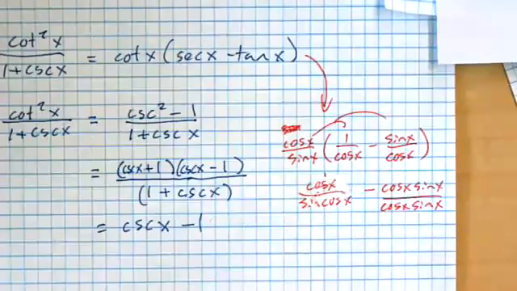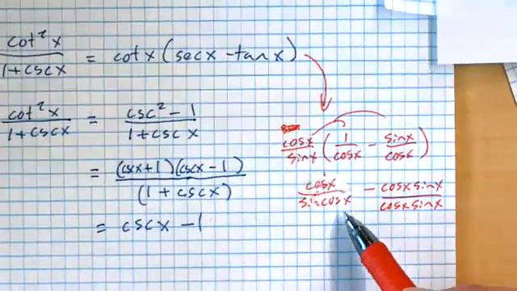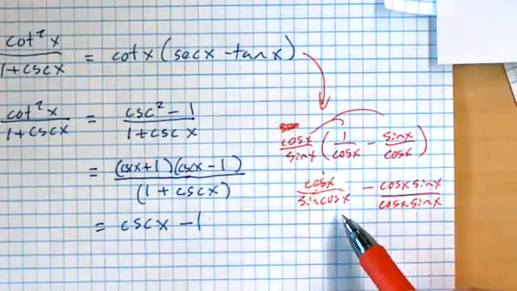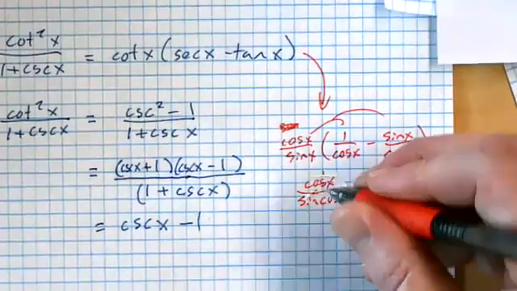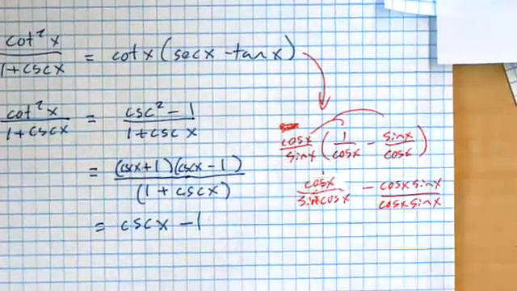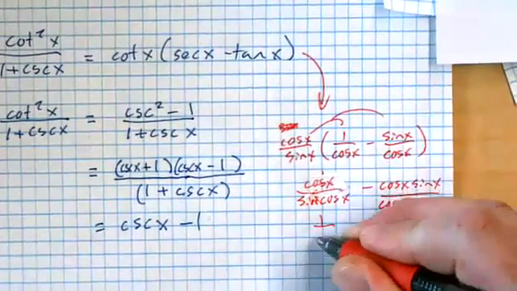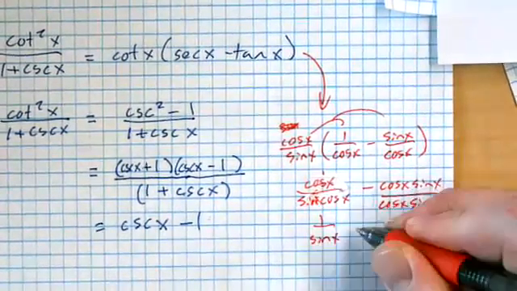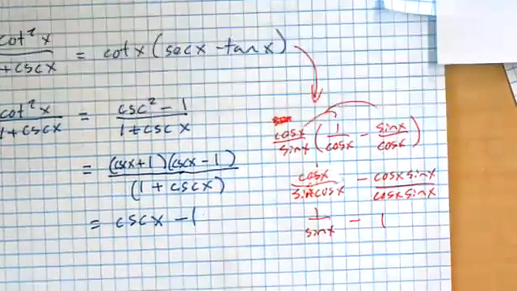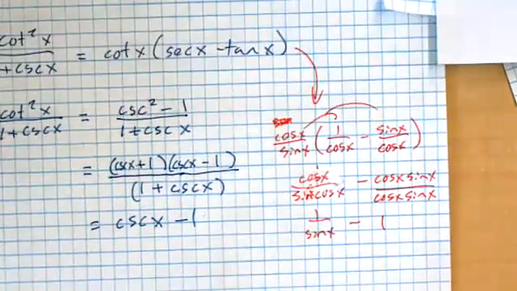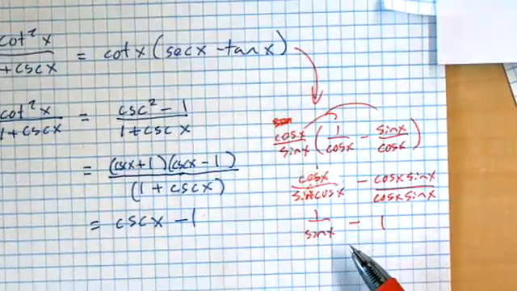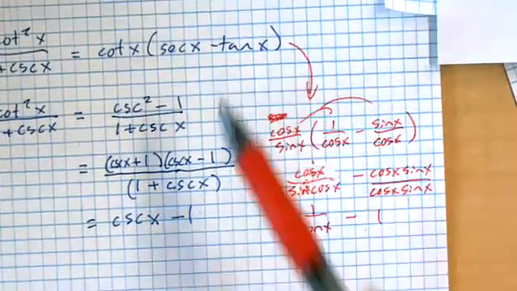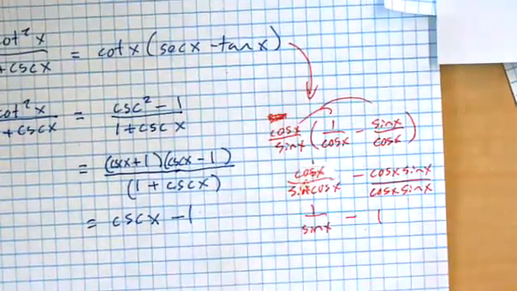Do you see the cosines canceling? It's the sine. I've left my x off. Cosines are going to cancel. We got 1 over sine x minus everything cancels here. That's 1. Oh, okay. And that is cosecant x minus 1. So I have this in your textbook. So have a look at that.